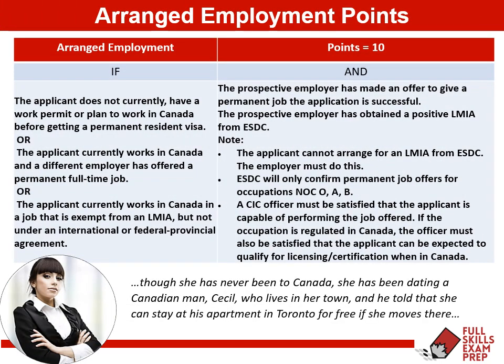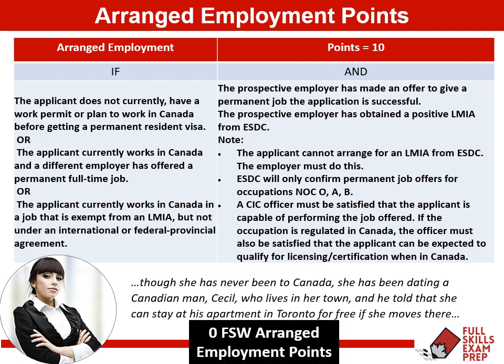When we look at Josie, we could see in her scenario, though she's never been to Canada, she's been dating a Canadian man, Cecil, who lives in her town, and he told her that she can stay at his apartment in Toronto for free if she moves there. So you can see that this doesn't have anything to do with arranged employment or anything like that at all. So this one, of course, is 0.